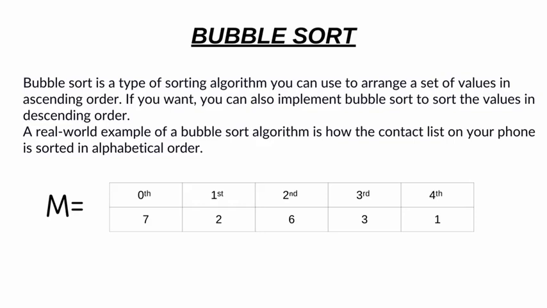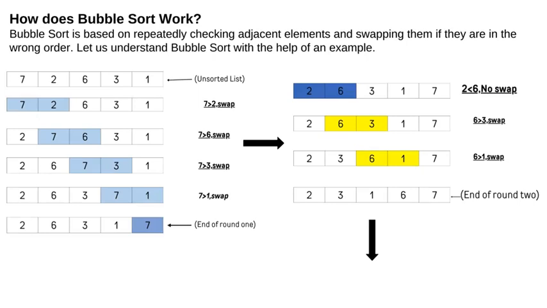On your screen, you can see an array which has the array elements 7, 2, 6, 3 and 1. And we have to arrange this array into ascending order with the help of bubble sort technique. Let's understand it by solving it manually. We have our unsorted list on the left side which has elements 7, 2, 6, 3 and 1.